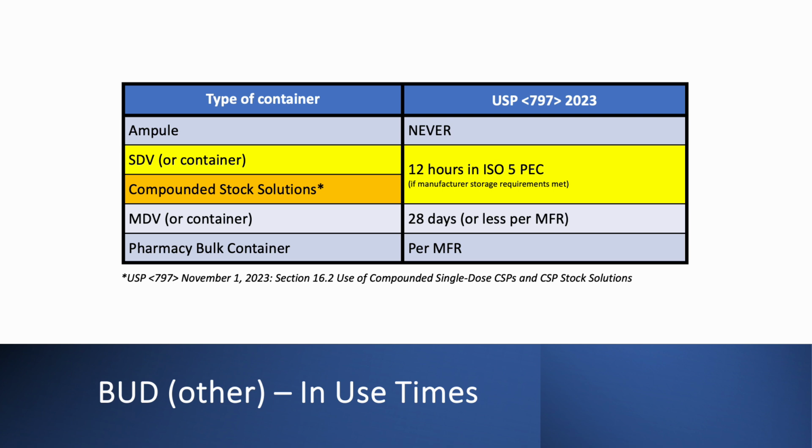However, it must still be stored per the manufacturer's direction. So if it must be refrigerated, it must be removed from the PEC and stored back in the refrigerator if it's intended to be reused. For compounded stock solutions, we'll go over that in the next slide. A multi-dose container receives a beyond use date of 28 days unless it's less by the manufacturer's recommendation. A pharmacy bulk container, which is a large container of drug that's used to make multiple doses, such as a 10-gram vancomycin, receives a beyond use date as described in the package insert by the manufacturer, which is usually 4 hours.